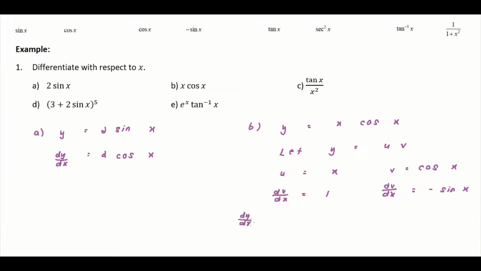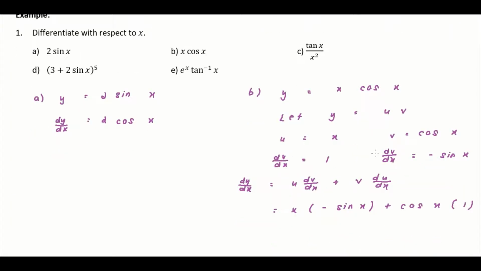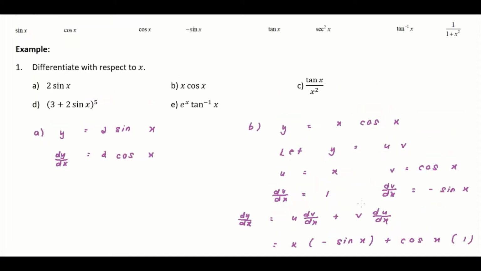So dy/dx will be equal to u dv/dx, and then plus v du/dx. Okay, so u is x, dv/dx is negative sine x, plus v, cos x, and then du/dx is 1. Okay, so let us just rewrite it without the bracket and put it nicely. So you have negative x sine x, and after that plus cos x. Okay, so now let's move on to C.